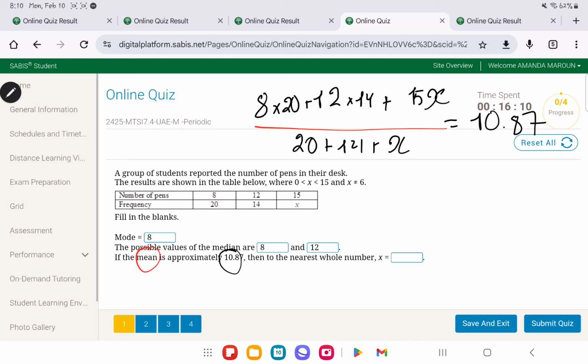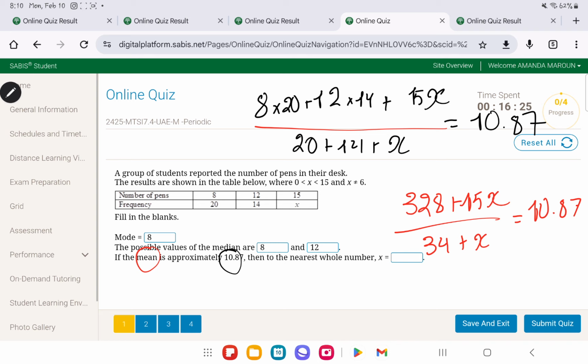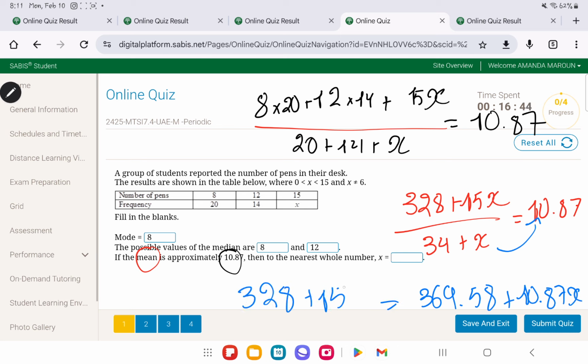Now, if you add them all together, you are going to get (328 + 15x) / (34 + x) equal to 10.87. Now, of course, we multiply, so it's going to be 10.87 times 34, which is 369.58 plus 10.87x is equal to what? Is equal to 328 plus 15x.